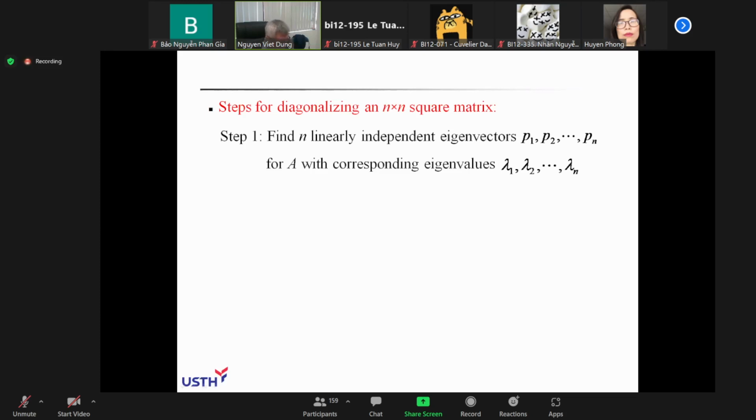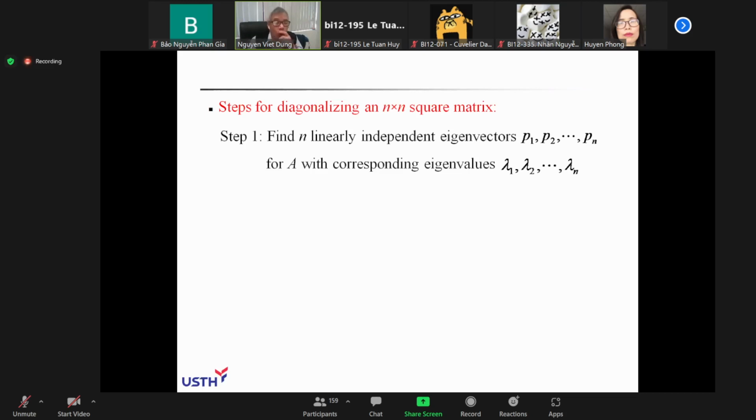I summarize for you. Suppose that you are given an n by n square matrix. You are required to diagonalize it. How can you do it? It can be done in 3 steps. All the calculation is contained in the first step. That is, you need to find n linearly independent eigenvectors P1, P2, ..., Pn, corresponding to eigenvalues lambda 1, lambda 2, ..., lambda n. That is what you need to find.